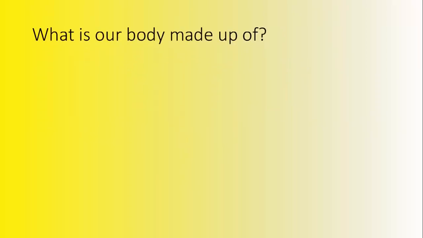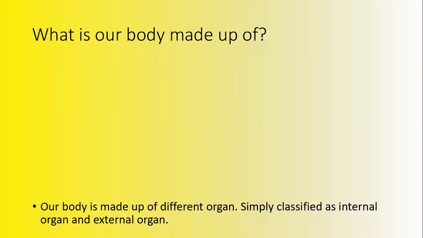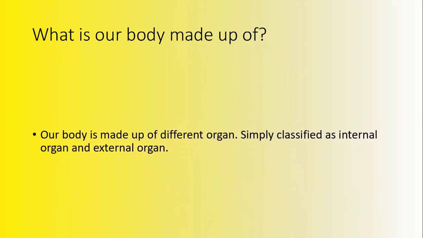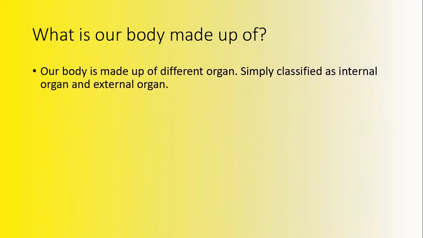The first question is, what is our body made up of? The human body is made up of many different parts. For example, bones, blood, a heart, a stomach, a pair of lungs, a brain. These make our body. These are called organs.